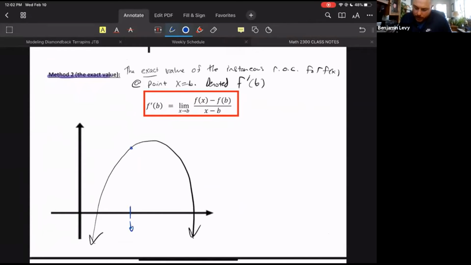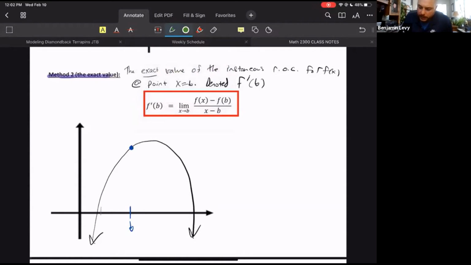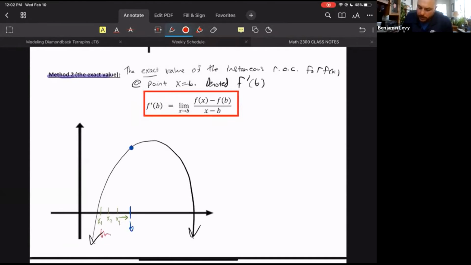And we wanted to know the tangent line at that point. And in order to get that, we do a limit as x approaches B. And so x approaching B might be down on the x-axis like this. Like here's x1, maybe this is x2, x3, right? These things are getting closer and closer to B. So what I'm trying to show down at the bottom here is this is the limit. This is going to be x approaching B right here.